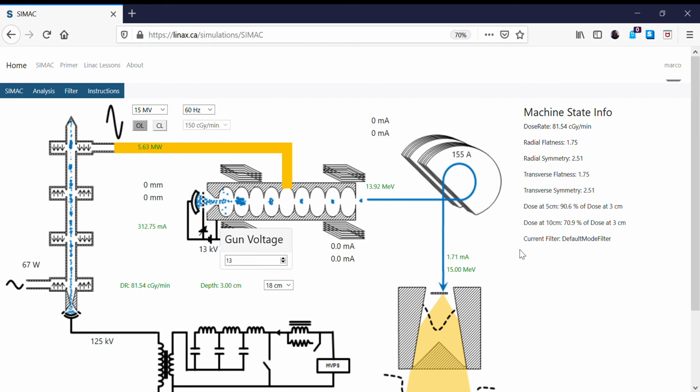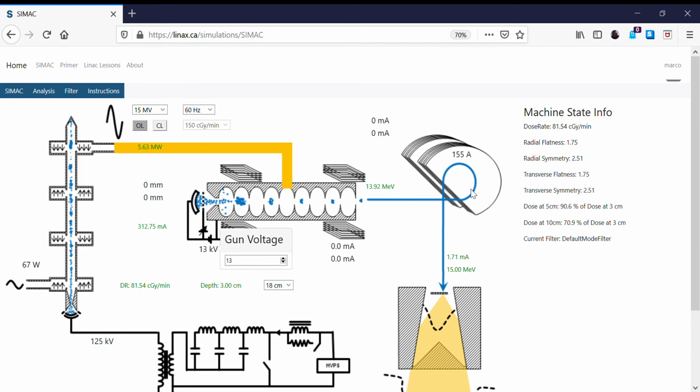Now, we normally wouldn't do this on a clinical accelerator because we don't want to adjust the bending magnet current, because that's what sets our beam energy on the target. But just for the purpose of the example, and because this is a simulator and not a real accelerator, we can do this without worrying about damaging anything.